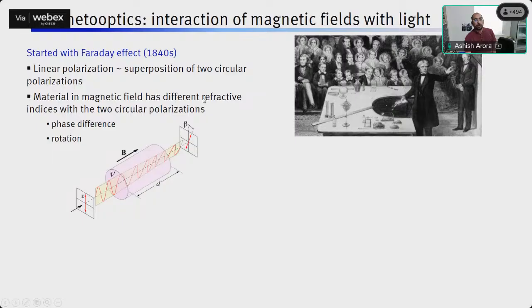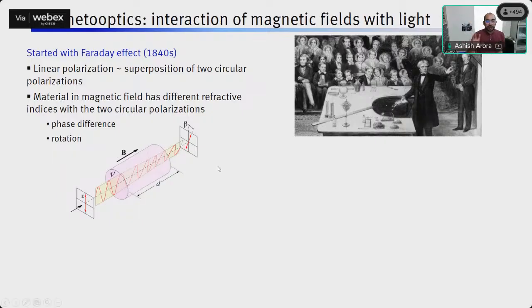Michael Faraday showed that if there is linearly polarized light passing through a material, and a magnetic field is applied along the direction of propagation of light, then the light coming out of the material has its plane of polarization rotated. So the plane of polarization rotates. This rotation of the plane of polarization is also called Faraday rotation, and the effect is called the Faraday effect, which I told you was discovered in the 1840s.